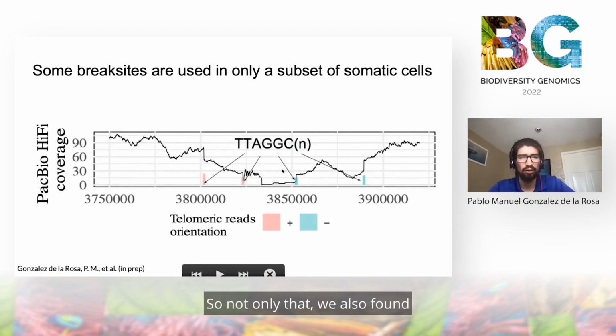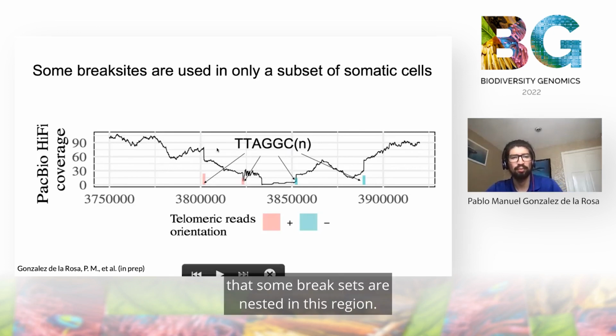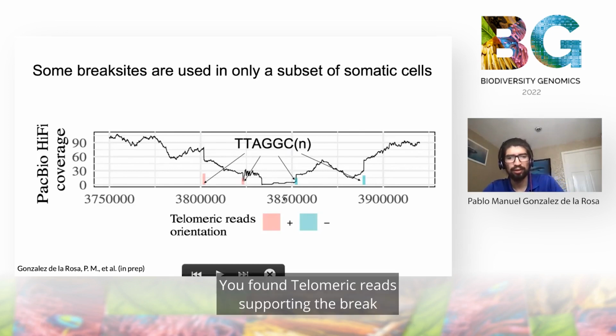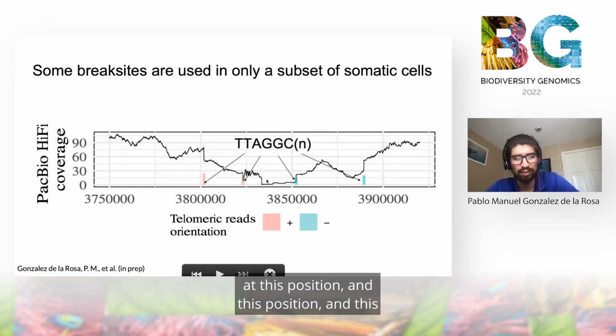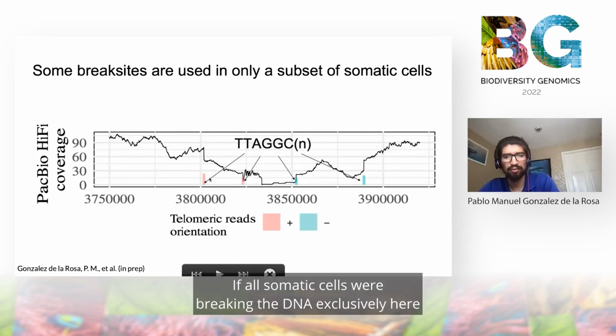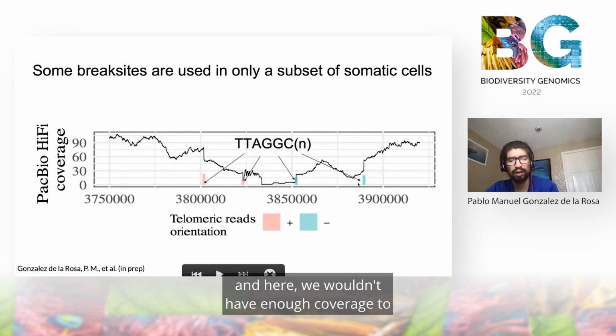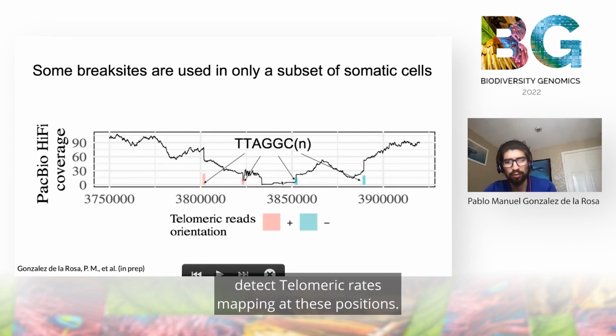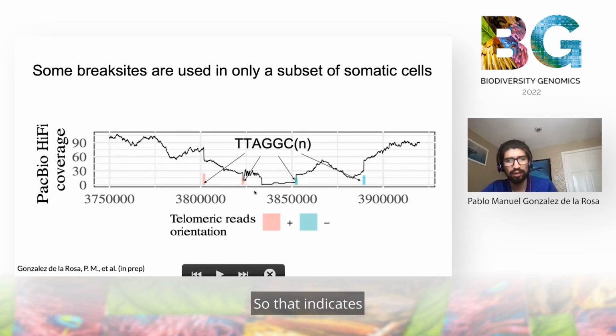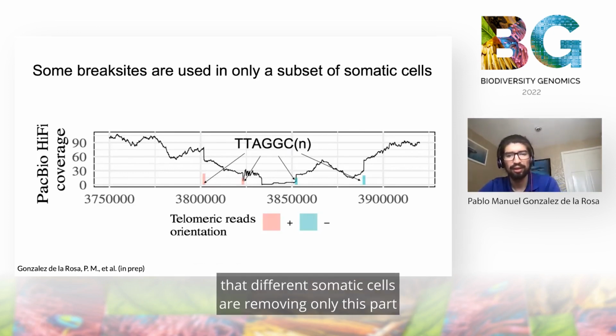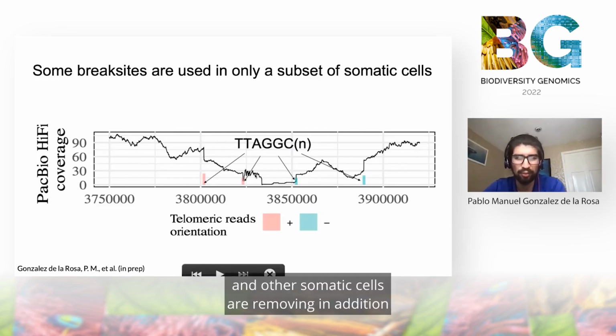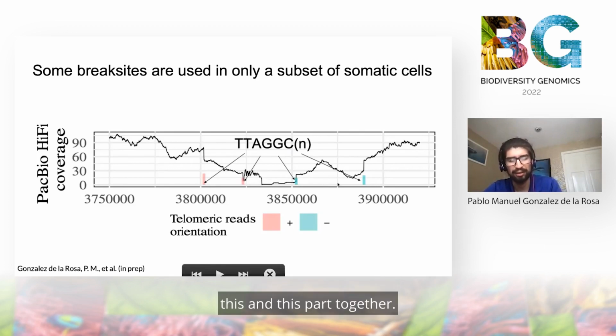Not only that, we also found that some break sites are nested. In this region, you find telomeric reads supporting the break at this position, and this position, and this position, and this. If all somatic cells were breaking the DNA exclusively here and here, we wouldn't have enough coverage to detect telomeric reads mapping at these positions. So that indicates that some somatic cells are removing only this part, and other somatic cells are removing, in addition, this and this part together.